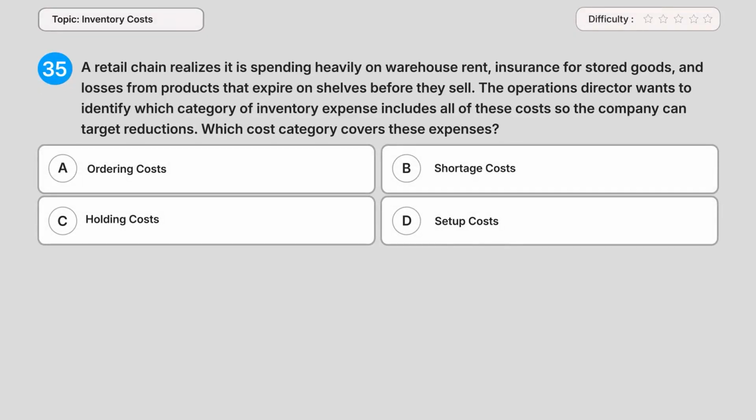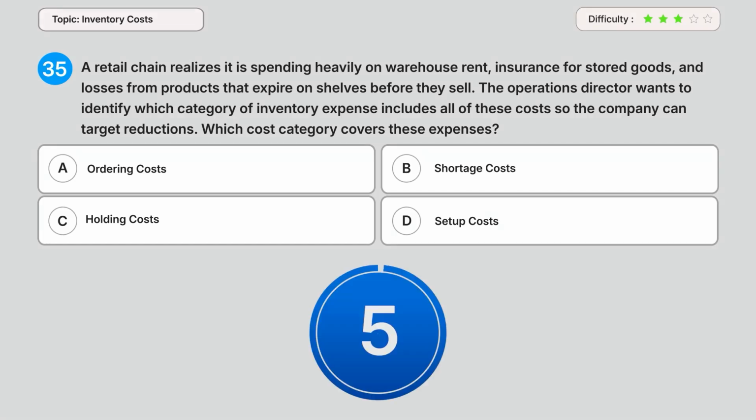35. A retail chain realizes it is spending heavily on warehouse rent, insurance for stored goods, and losses from products that expire on shelves before they sell. The operations director wants to identify which category of inventory expense includes all of these costs so the company can target reductions. Which cost category covers these expenses? A. Ordering cost. B. Shortage costs. C. Holding costs. D. Setup costs. Can you guess the answer?